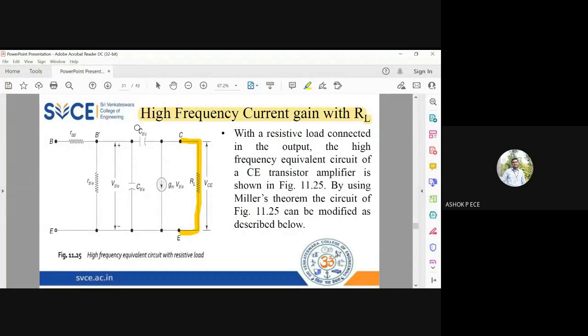Other things are going to be exactly the same, and this voltage is going to be VCE, or I can say it is going to be V out also. The current source is gm VB'E. The resistance values will come in your circuit, RBB' and RB'E. This capacitance CB'E will come, and this capacitance CB'C will come.